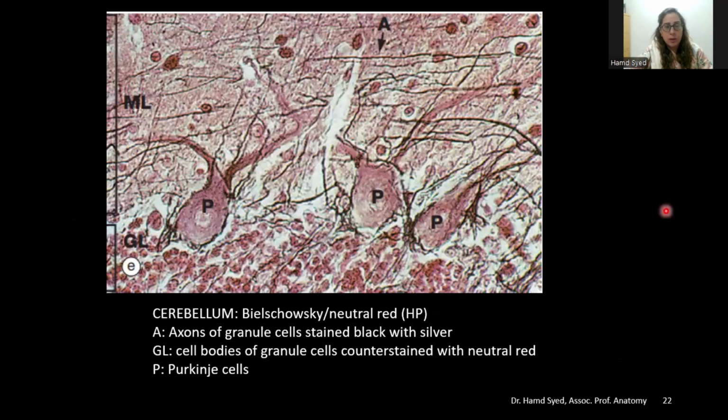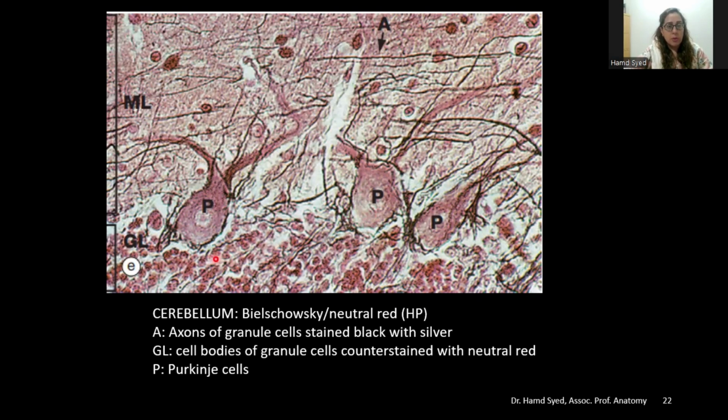Now, here is a histomicrograph, which is a neutral red stain at high power. And like I told you, we can see the cell bodies of these Purkinje cells. We can also see the dendrites, which are emerging from Purkinje cells and entering this superficial molecular layer of the gray cortex of the cerebellum. The axons of the Purkinje cells, however, are not visible in this histomicrograph.